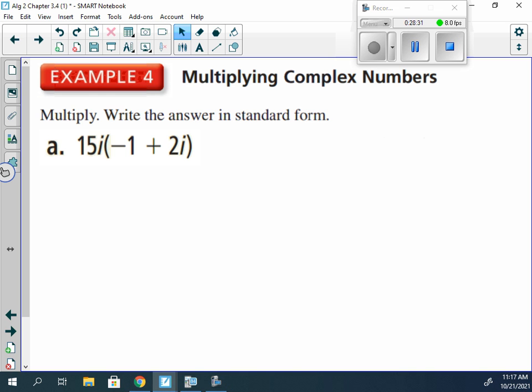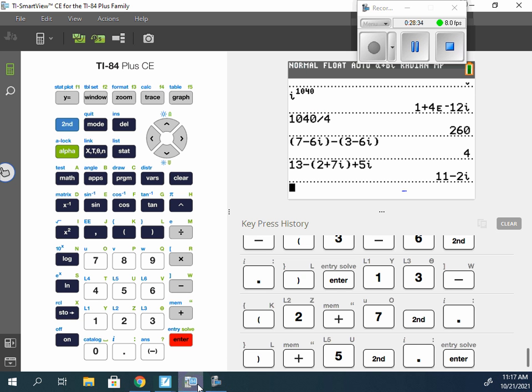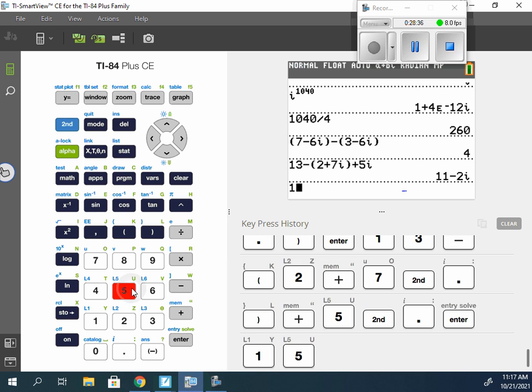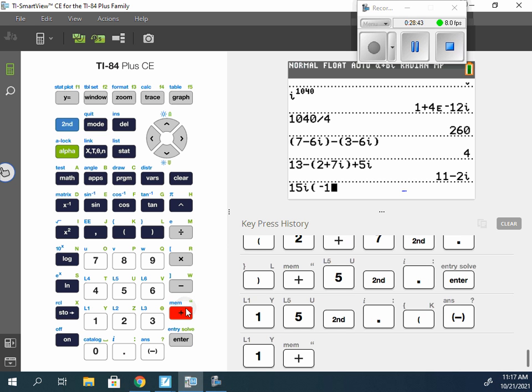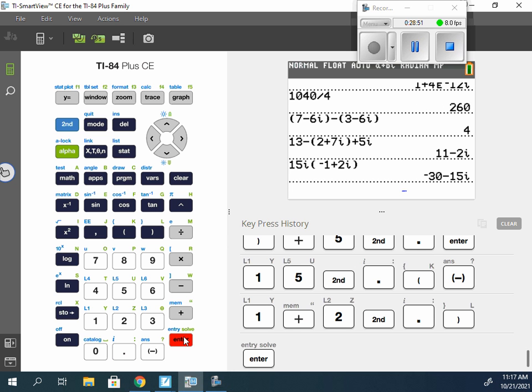So Brian wants to try this in the calculator. Let's do the next one in the calculator and see what we get. 15 second i, open parenthesis, negative 1 plus 2 second i, close parentheses, enter. It'll do it, and that is the correct answer, negative 30 minus 15i. Bless you. Questions on this here?